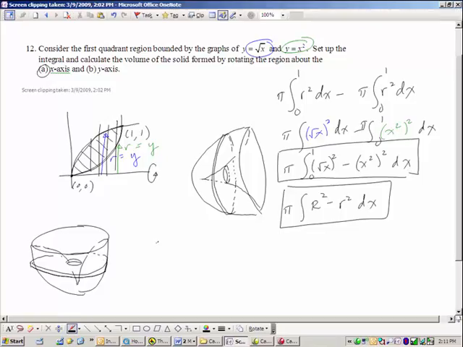Okay, so let's do it. The first question I asked: disks or washers? Does it have a hole in the middle or is it solid? What do you say? Washers. dx's or dy's? Am I spinning around the x-axis or the y-axis? Y. So dy.